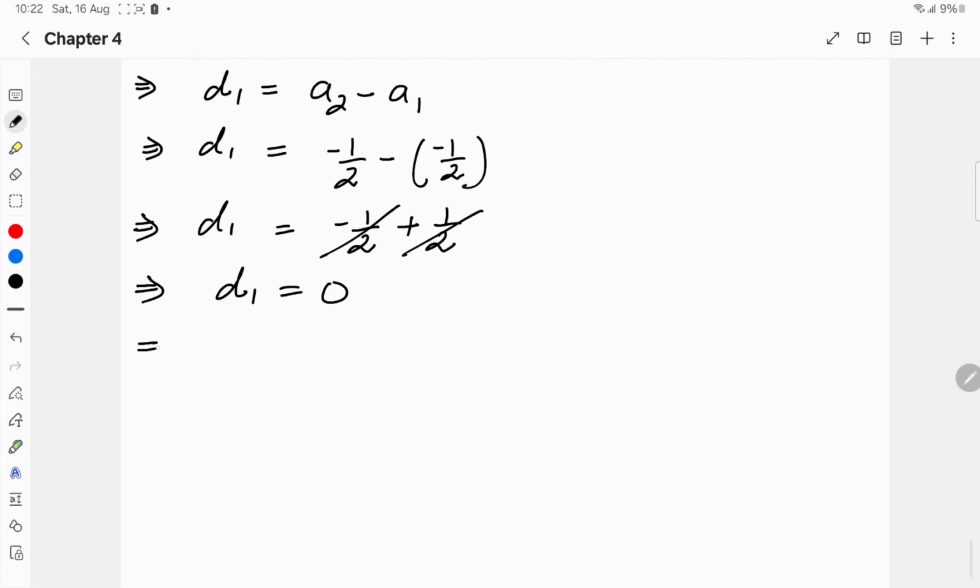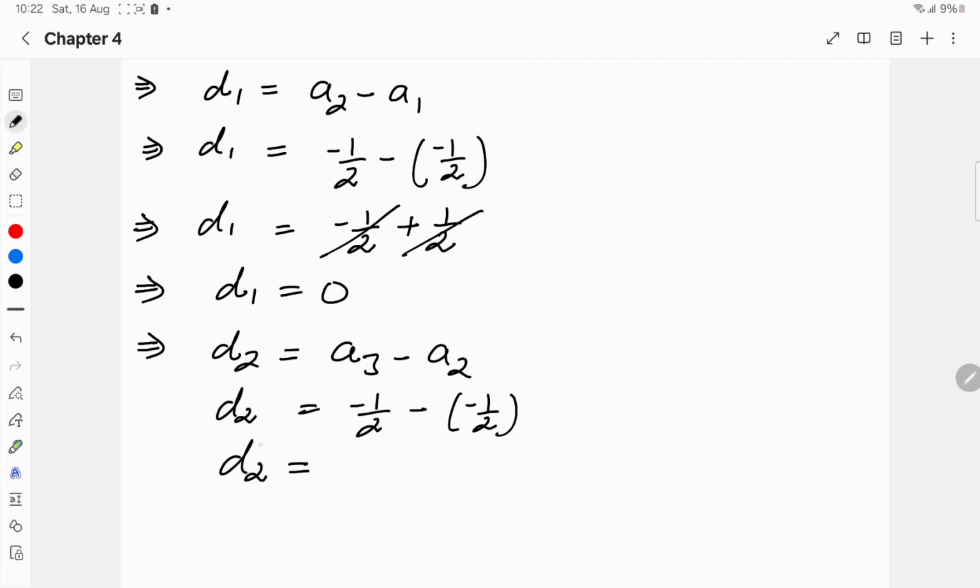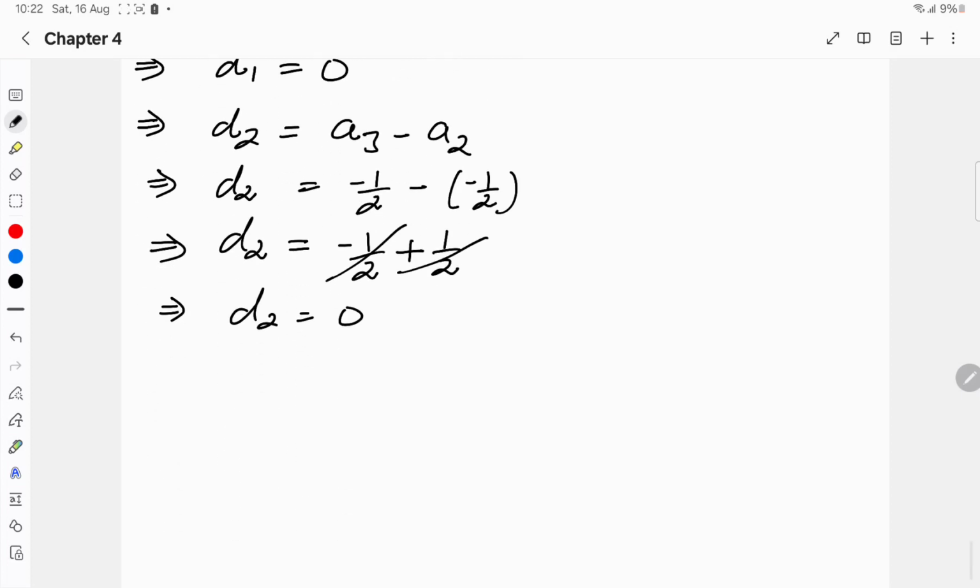Now we have to find out the value of D2. अब D2 की वैल्यू निकालनी है. क्या आएगा आपका A3 minus A2, and we know that the value of A3 is -1/2 and the value of A2 is also -1/2. D2. Okay, -1/2. When we open the bracket, then the sign will be changed. Both the numbers will be cancelled. D2 की वैल्यू आ गई आपकी 0.